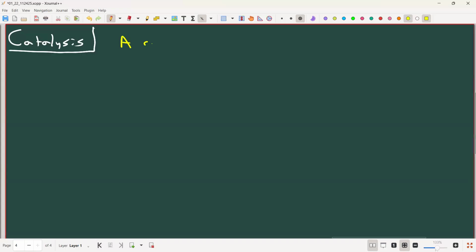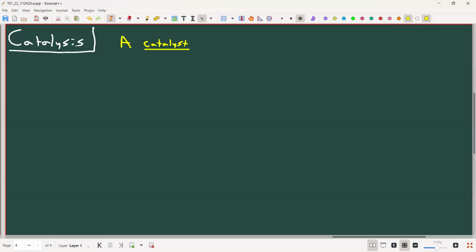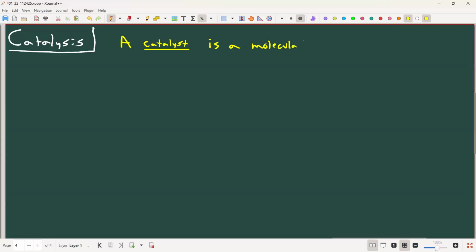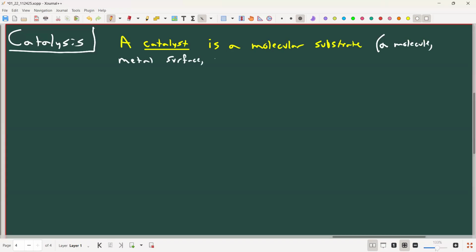So let's just do a quick definition. A catalyst. What is a catalyst? It's a molecular substrate. It could be a molecule. It could be a surface. Sometimes a molecule, sometimes it could be a metal surface, sometimes it's just an atom. For instance, it could just be H plus, a proton, and that would be acid catalysis. Some sort of molecular substrate.